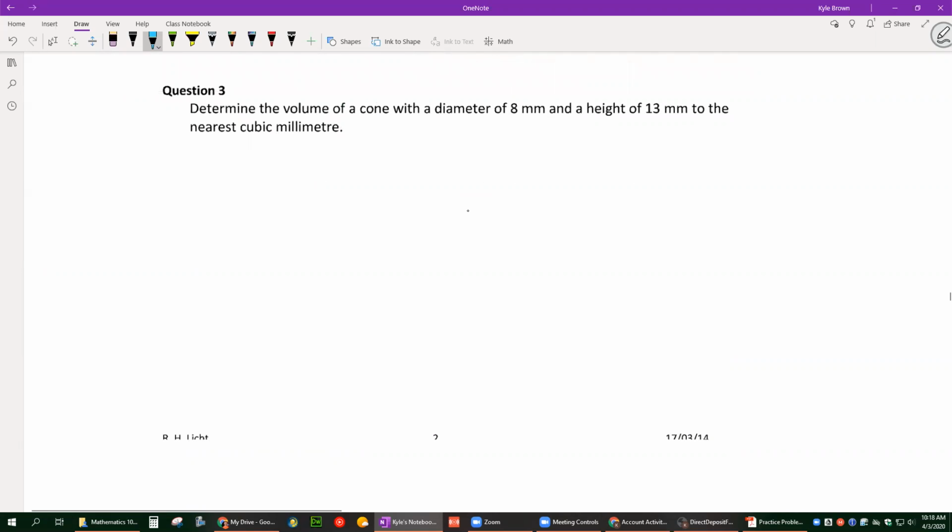Let's do this one. Determine the volume of a cone with a diameter of 8 millimeters and a height of 13 millimeters to the nearest cubic millimeter. All right, this one shouldn't be too bad. So we have a cone.